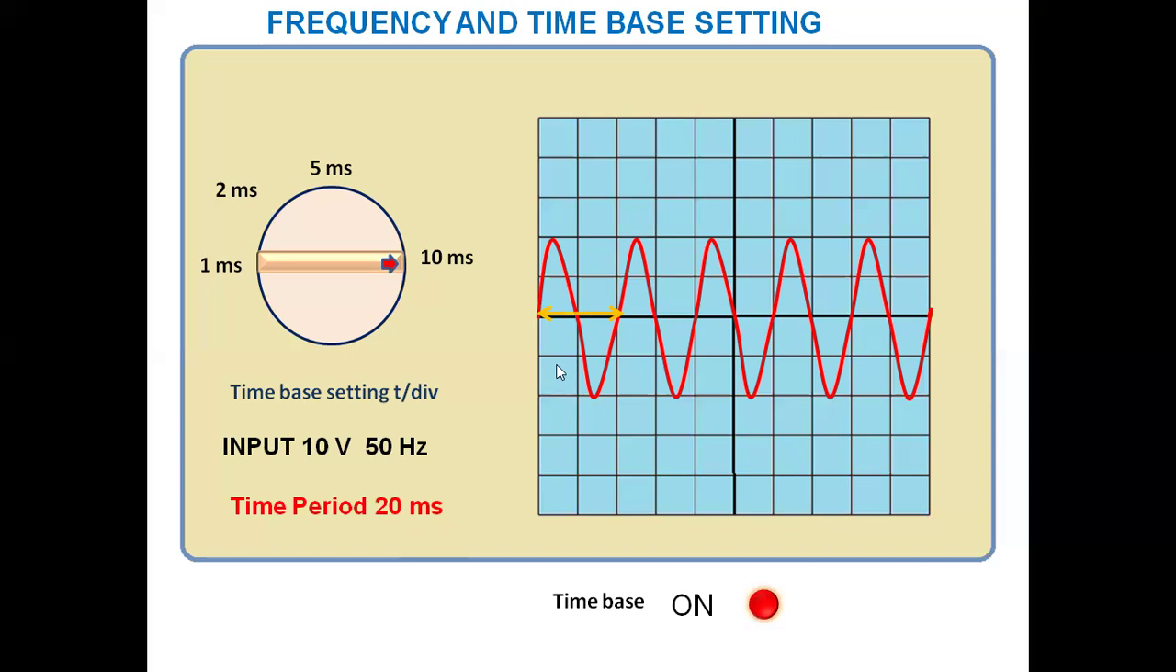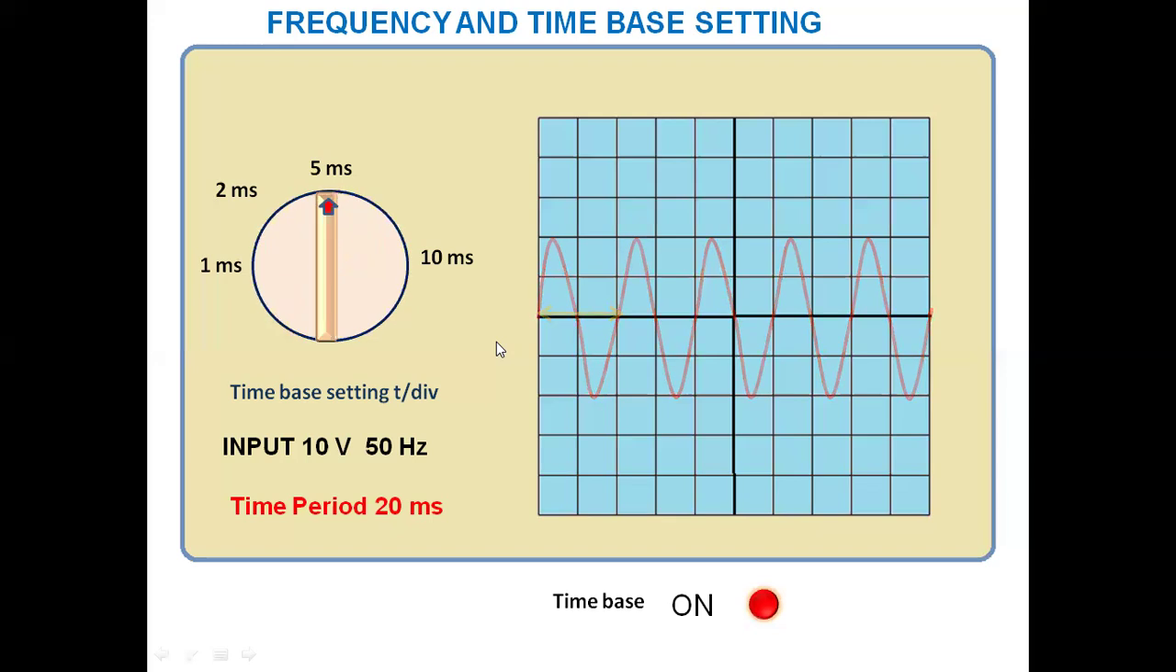The time is 10 millisecond for each division. So for 50 hertz, 20 millisecond is the time period. So 2 blocks are occupied by each wave. Now let us change the setting.